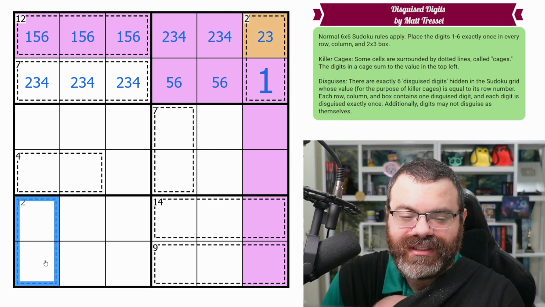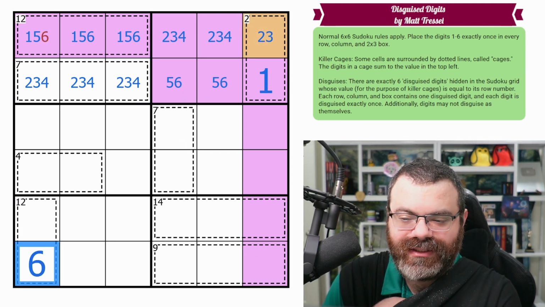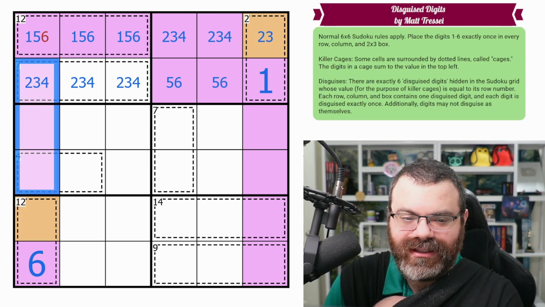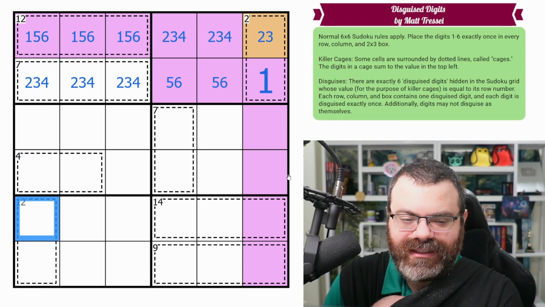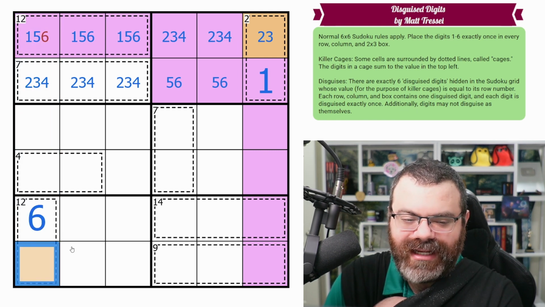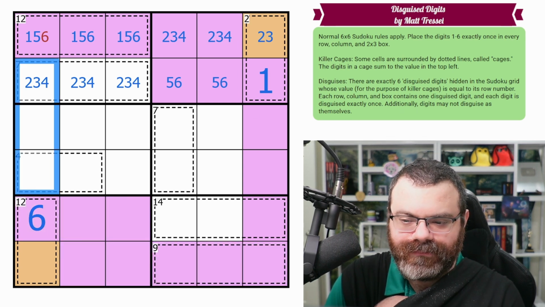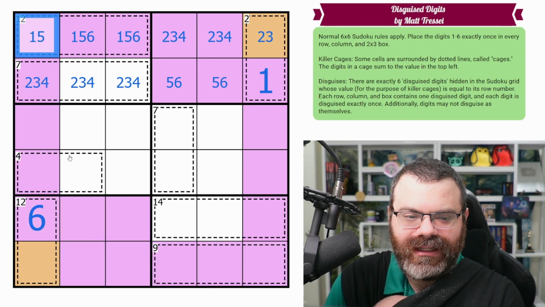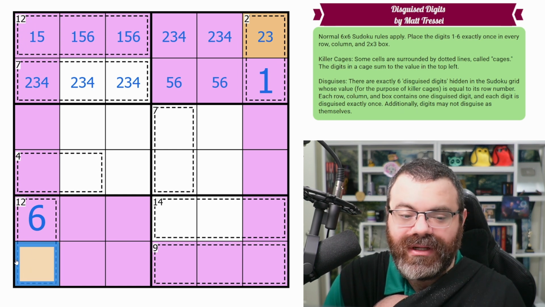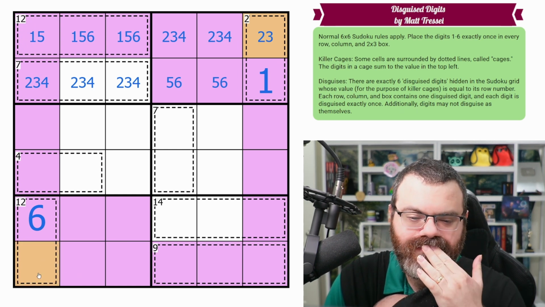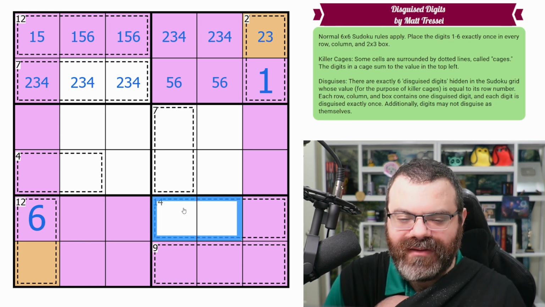Now this 12 is going to do the same thing. We know that this has to be a natural 6. And in fact, this has to be the disguised digit that becomes a 6. Other way around. This is a 6, non-disguised, and this is disguised as a 6. Sorry, almost made that horrible mistake there. So that's not a 6 there. And then we don't know what digit goes here yet, but we do know that it is disguised as a 6 for the row.